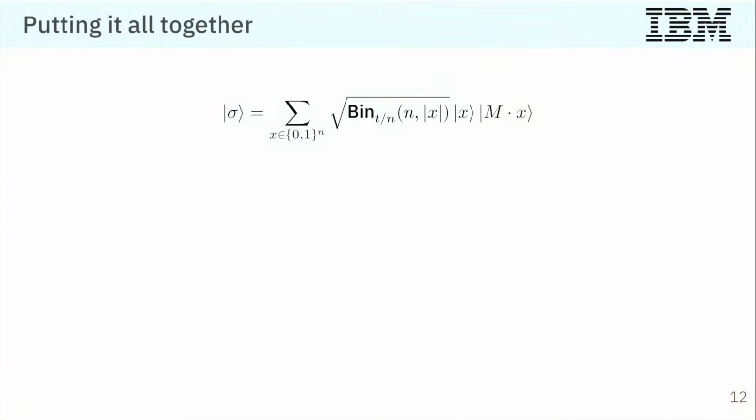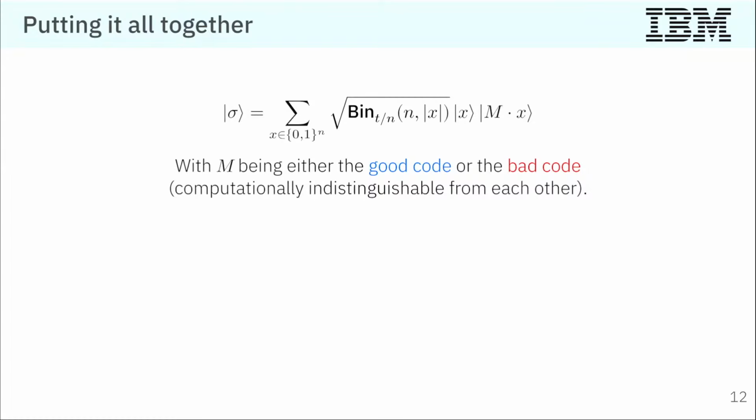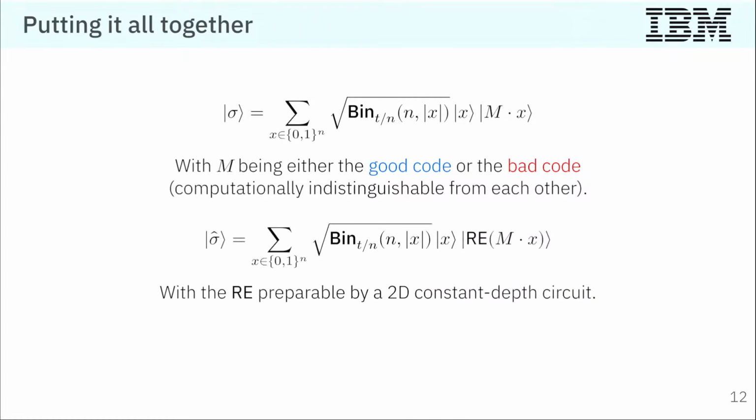Okay, so now if we put everything together, then we said that this first register we can prepare in constant depth because it's just a product state, and now we have this randomized encoding for m times x, with m being either the good code or the bad code, and that is exactly what we'll prepare in this register. And because this randomized encoding can be constructed by a 2D constant depth classical circuit, this is inherited by the quantum circuit. So the quantum circuit will also be constant depth and 2D geometrically local to prepare this state.